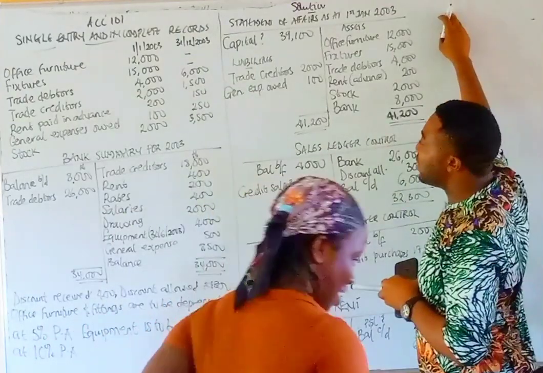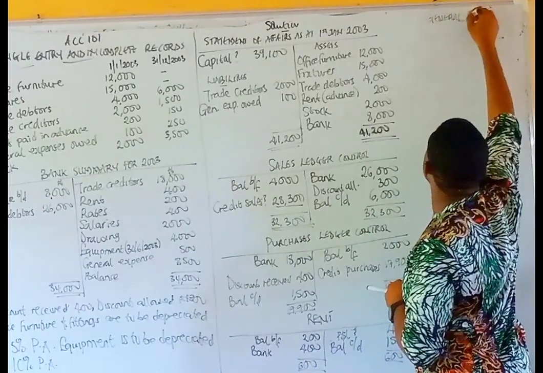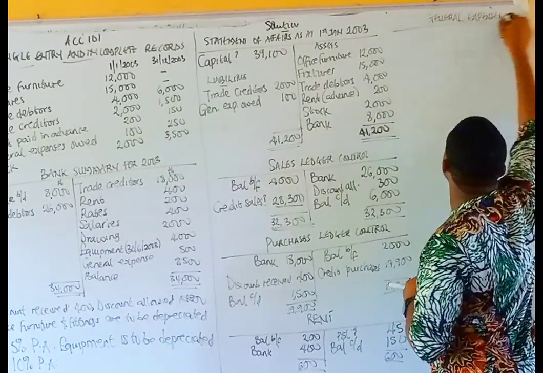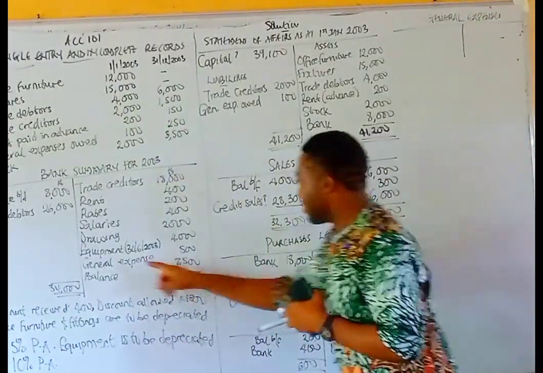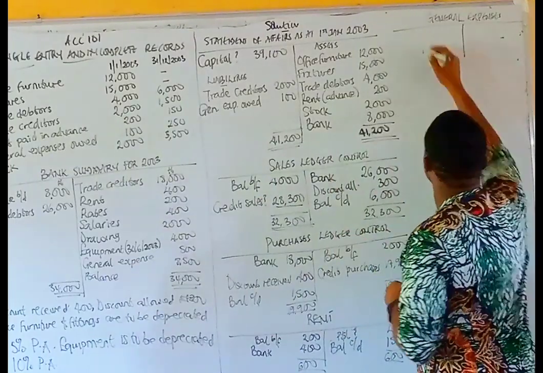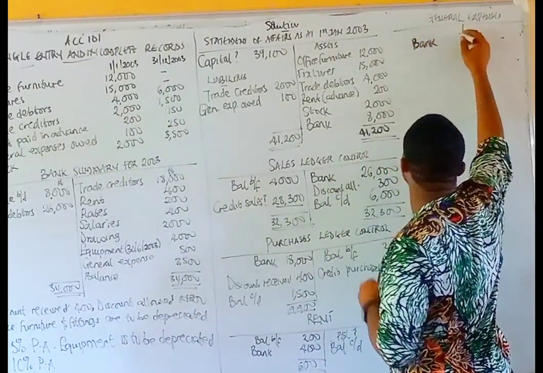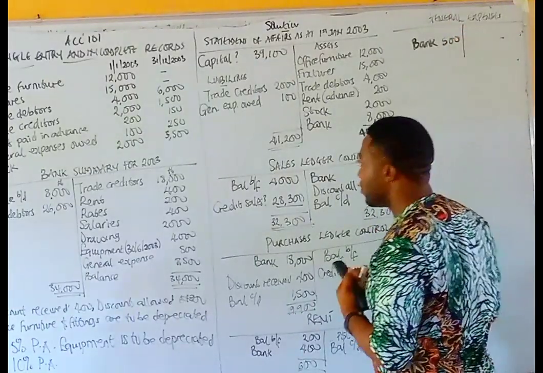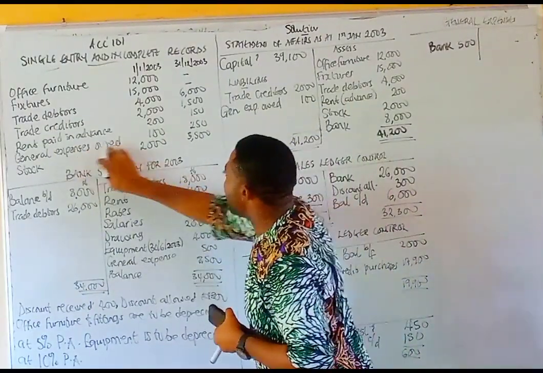The next one is what? General expenses. Now this one, they say owed. Okay? So we have general expenses here. We also have bank. How much is it? Okay? So now we have general expenses owed.